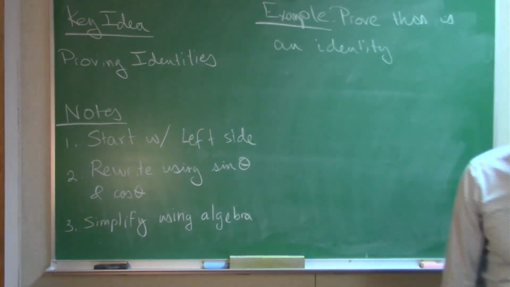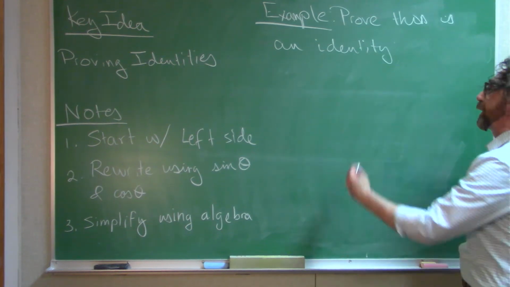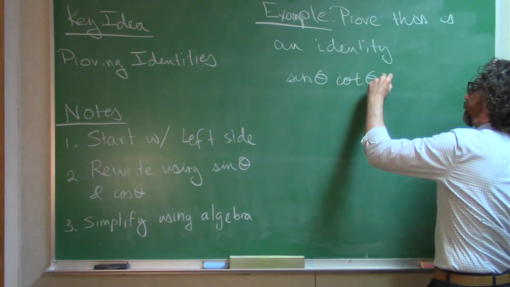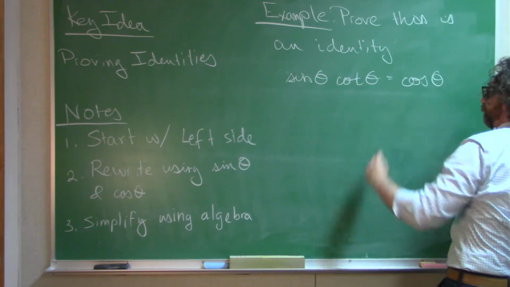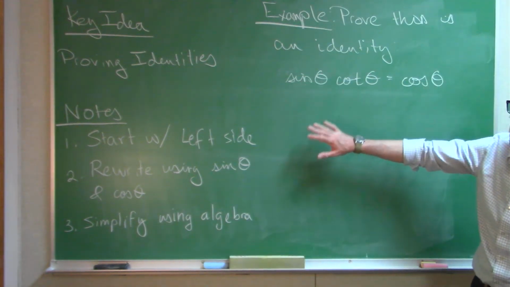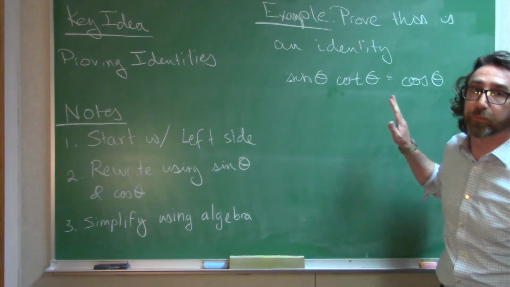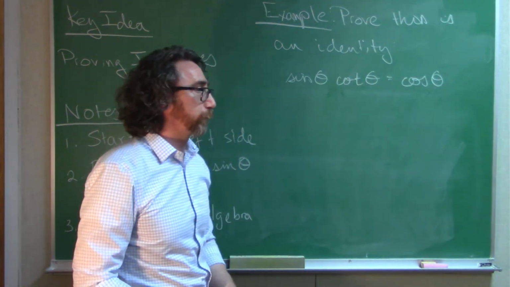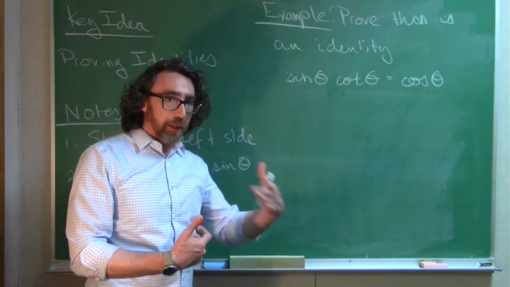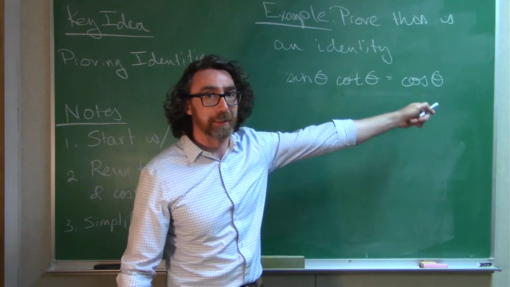Okay, so prove this is an identity: sine theta times cotangent theta equals cosine theta. This is what we're given to prove. We are supposed to establish that the expression on the left-hand side of this equation is equal to the expression on the right-hand side. So in a problem like this, the answer is our work. It's the line of reasoning that we use to transform this expression over here into this one over here.